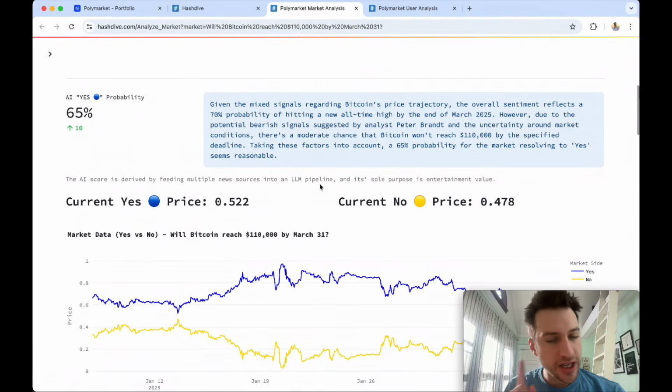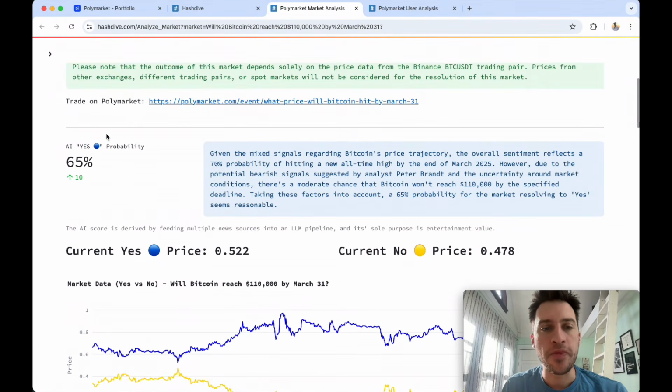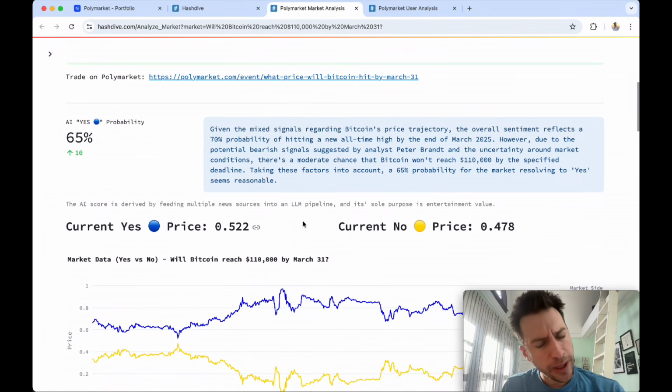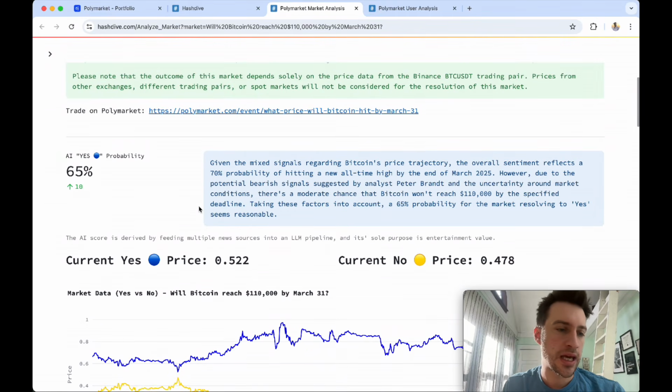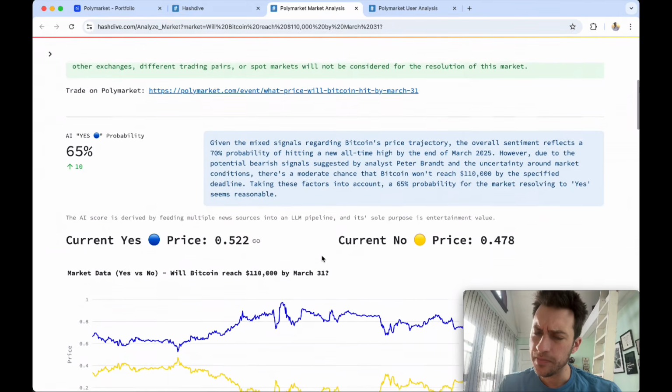So first thing I want to say is this is tempting to look at. I would completely ignore it. This is the AI. So what Hashdive does is they use, I think, news articles and analyzing the Polymarket event itself. I would probably just avoid reading this because there's more interesting and more helpful information below. So yeah, it says it's purely for entertainment value. I mean, it can be kind of helpful, but I would probably just ignore it because there's much better things.